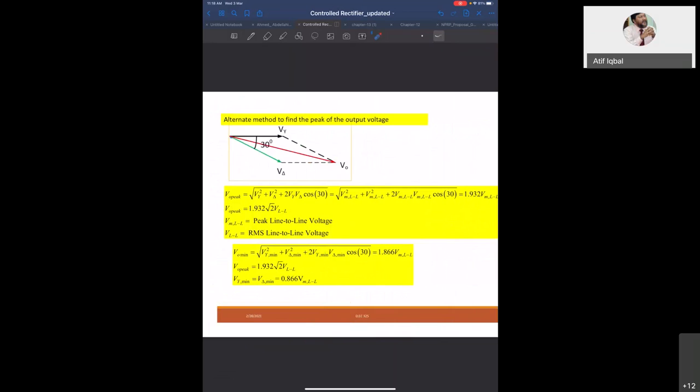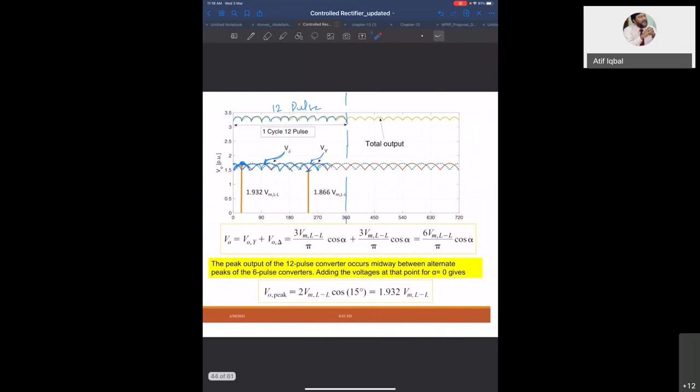This is the peak value. Output peak. Check. This is output peak. The peak output of 12 pulse converter occurs midway between the alternate peaks of the 6 pulse converter, adding the voltage that it, no, I think I put this wrong. This should not be here. But it is.